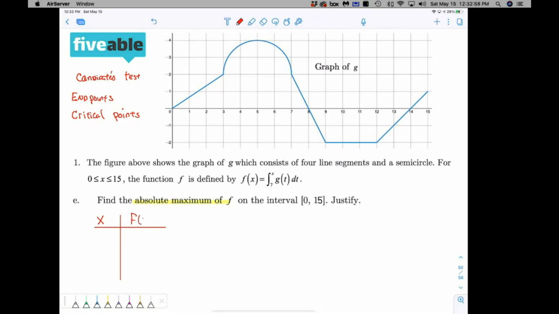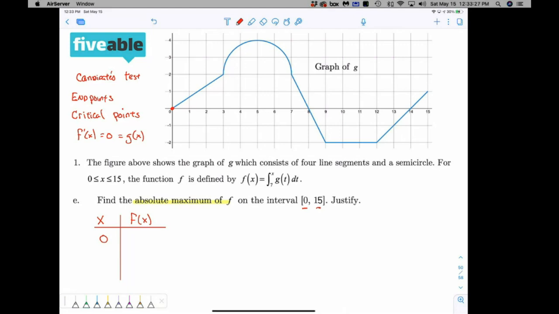So we want to find the candidates for F. The candidates are the endpoints and the critical points. So we're looking for where F prime of X is equal to 0. But remember, F prime is the same as G. We keep saying that over and over again. So we're saying where is G equal to 0? Those are going to be our critical points. And our endpoints are just going to be given by the problem. We're told our endpoints are 0 and 15. So one candidate is automatically 0. There's our first candidate, 0.